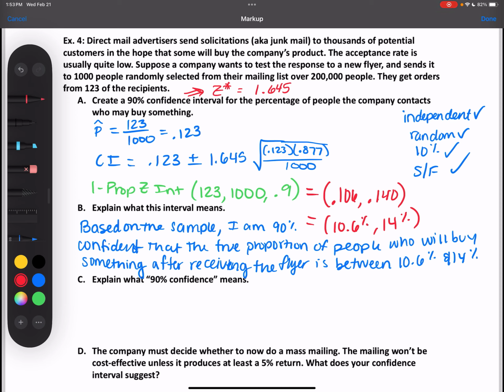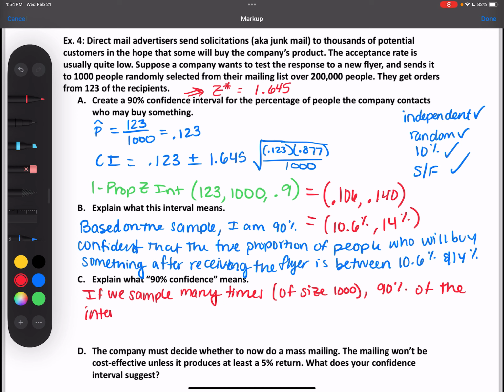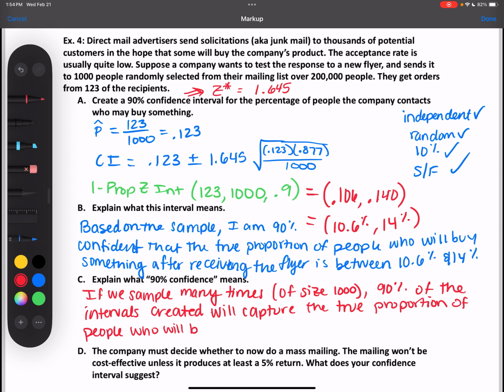Explain what 90% confidence means. If we sample many times of size 1000, because that's what the size of this particular one was, it's the number we're getting, 90% of the intervals created will capture the true proportion of people who will buy something after receiving the flyer.